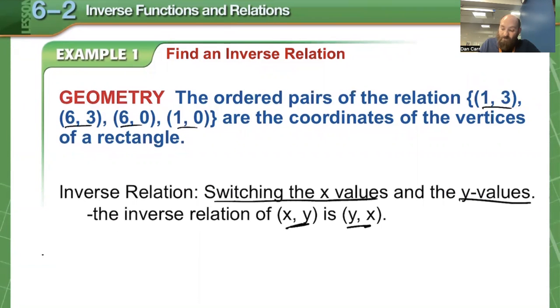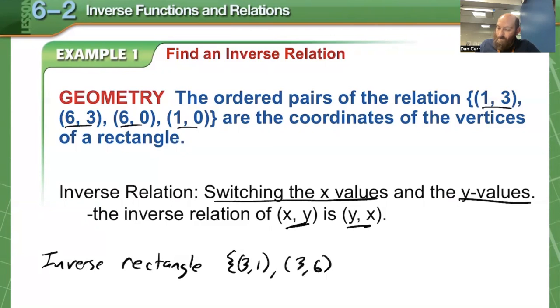So for this rectangle, my inverse rectangle will be made up of this set of points. Whoops, I could draw that a little better. In the first case, we'll have (3, 1). The second one is going to be (3, 6), (0, 6), and (0, 1). Okay, so that's what happens to that. We just switch those x and y coordinates.